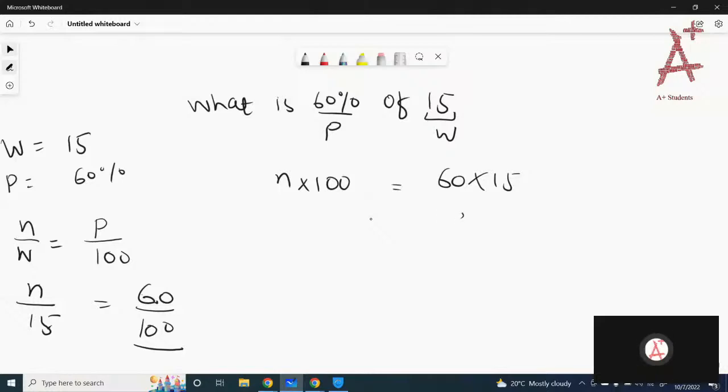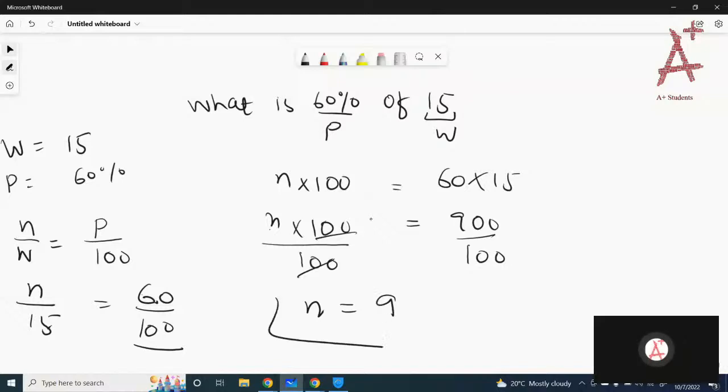So 60 times 15 is 900, and it would be n times 100. 100 is multiplying n. You have to find the value of n only, so you have to remove the 100. The opposite of multiplication is division, so you have to divide both sides by 100. Got it? So the 100s cancel out, you're left with n, and 900 divided by 100 is 9. That means 60% of 15 is 9. Got it? You can note down the example. I'll wait for a while.